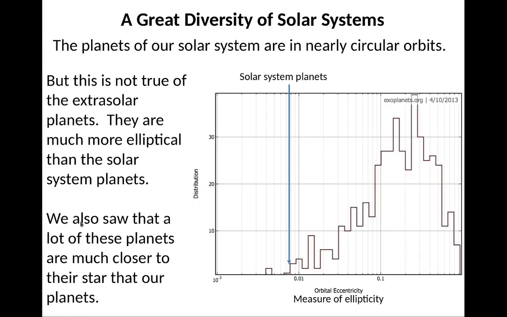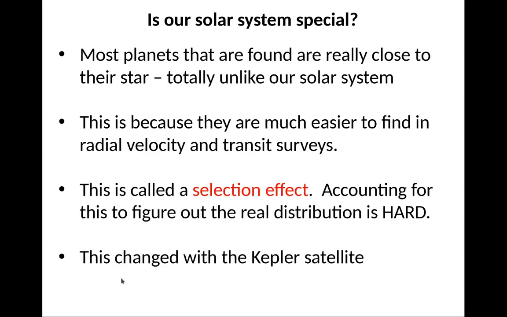Right? Now, the other interesting thing is that the planets in our solar system have nearly circular orbits, but this is not true of most of the other extrasolar planets, right? Most of them have much more elliptical orbits than solar system planets. So our solar system is a special case, right? We also saw that a lot of these planets are much closer to the star than the planets in our solar system. So is our solar system special, right? Well, most planets that are found are really close to their star, totally unlike our solar system. Now this might be something called a selection effect, because it's much easier to find these things, right? But accounting for how to figure out the real distribution is really hard, right?